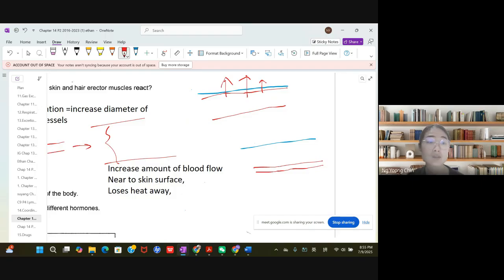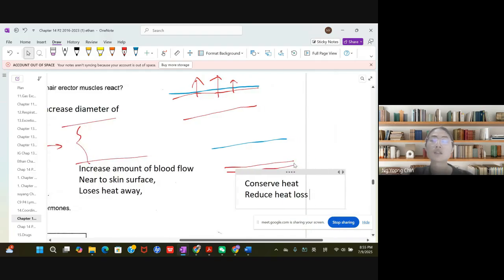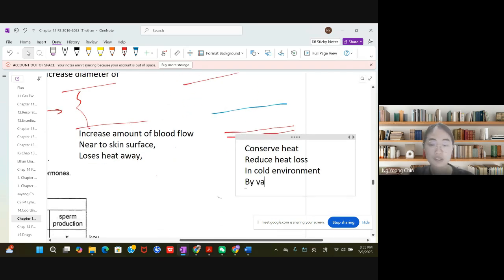Okay, you can conserve the heat when you're in cold environments. You're able to reduce heat loss in cold environments by the vasoconstriction, okay, by the vasoconstriction.